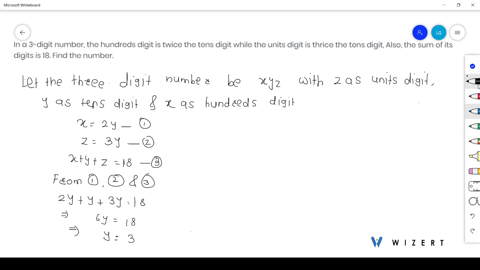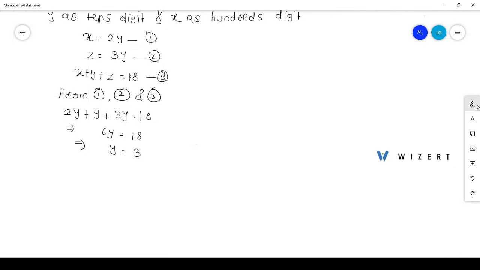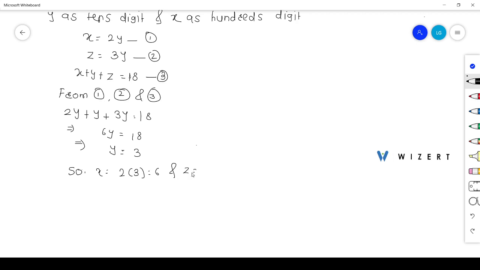So from 1 and 2 we can find X and Z. X equals 2 into y, that is X equals 2 into 3, that is 6, and Z equals 3 into 3, that is 9.